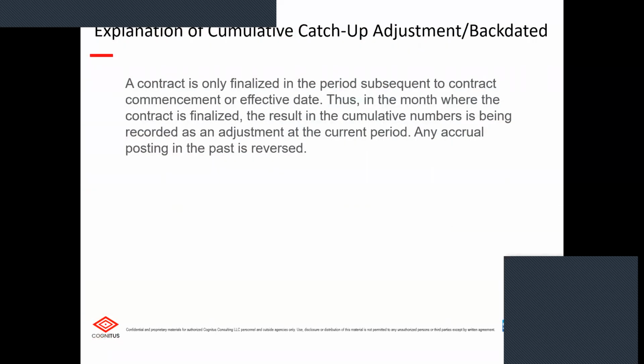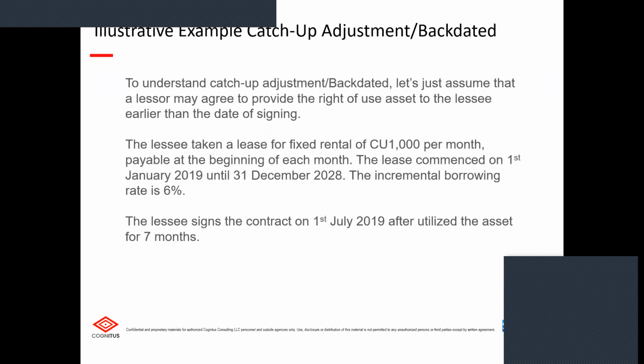Where all of you know that a contract is only finalized in the period subsequent to the contract commencement or effective date. Thus, at the point where the contract has been finalized, the cumulative number is being recorded as an adjustment at the current period, and any accrual posting in the past is reversed. So to understand the cumulative catch-up adjustment, let's assume that the lessor may agree to provide the right-of-use asset to the lessee earlier than the date of signing.